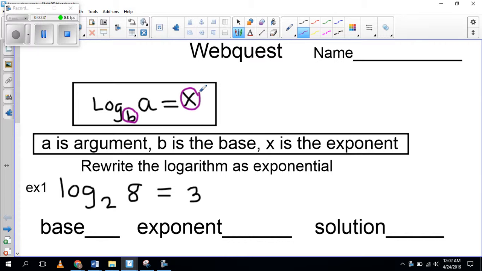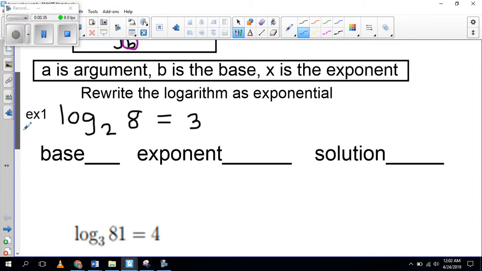Kind of not important right now. So we're going to rewrite the log as an exponential form. What we do is we start with our base. So 2 is our base. Remember, base is at the bottom. Start with your base, and it's going to make a little loop here. The base is small, and it's going to become big.